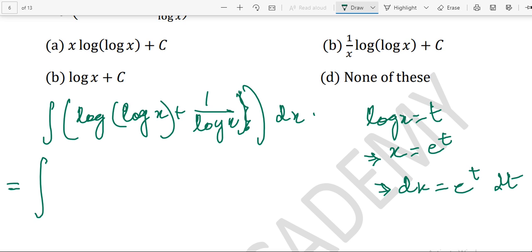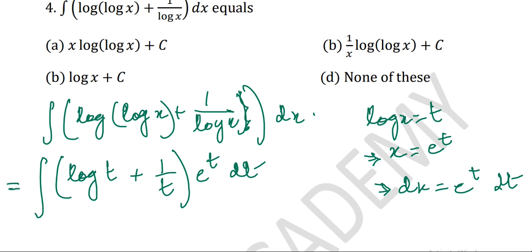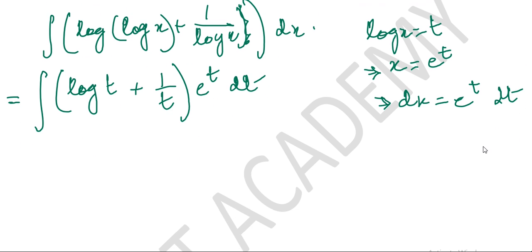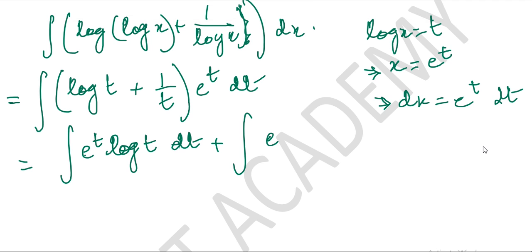Log of log x. So log x was simply t. So log of t plus 1 by t. Now dx is e to the power t into dt. So now we have the function what? Now let's see this one. This is integration e to the power t log t dt plus integration e to the power t into 1 by t dt.